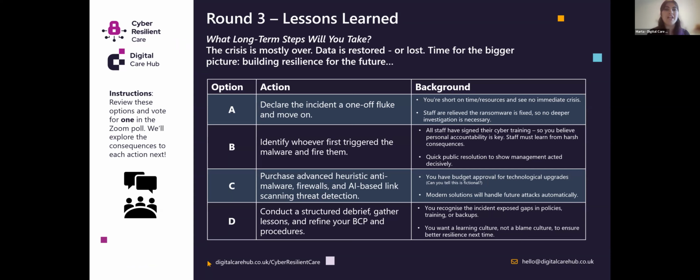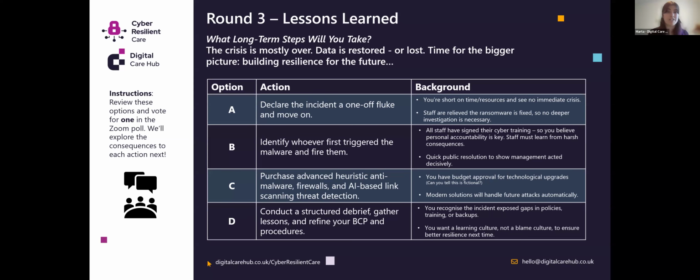Thank you. Option A, declare the incident a one-off fluke and move on. You're short on time and resources, you don't really have time for all this anymore, and see no immediate crisis. Staff are relieved. The ransomware is fixed, so no deeper investigation is necessary. Option B, identify whoever first triggered the malware and fire them. All staff have signed the cyber training, so you believe personal accountability is key. Staff must learn harsh consequences, with a quick public resolution to show management acted decisively.